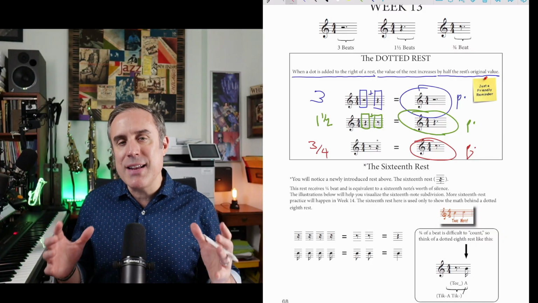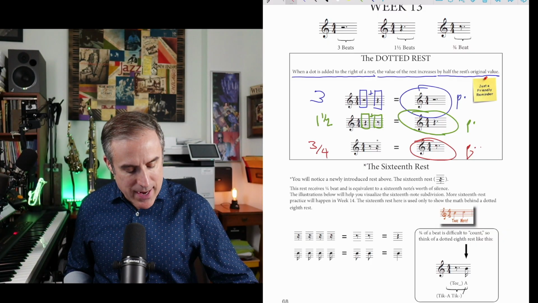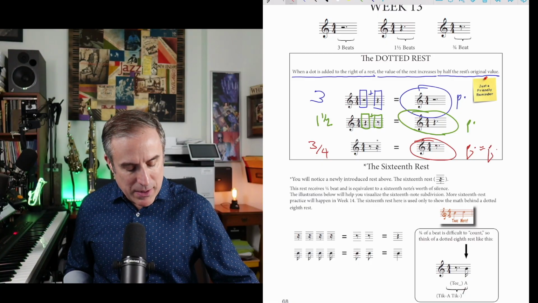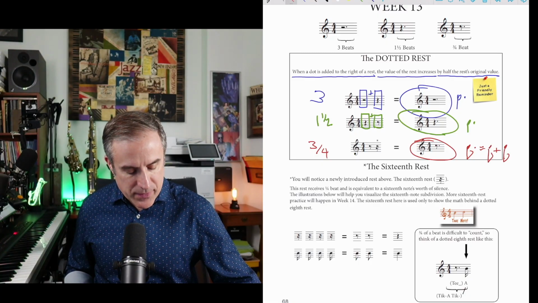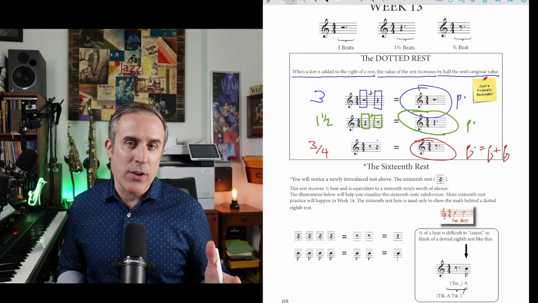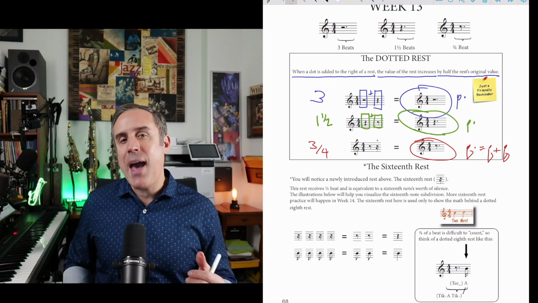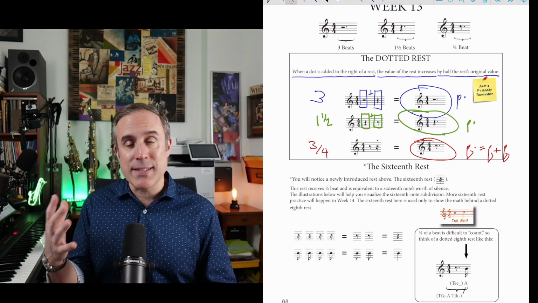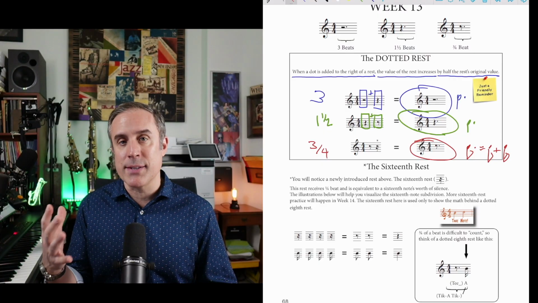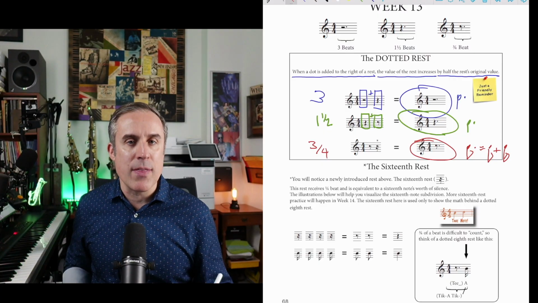So behind the dotted eighth note, we had an eighth note plus a 16th note. So we have the original value, which is the 8th note. Half of that value, which is a 16th note, a half of an 8th note is a 16th note, and we combine them together.